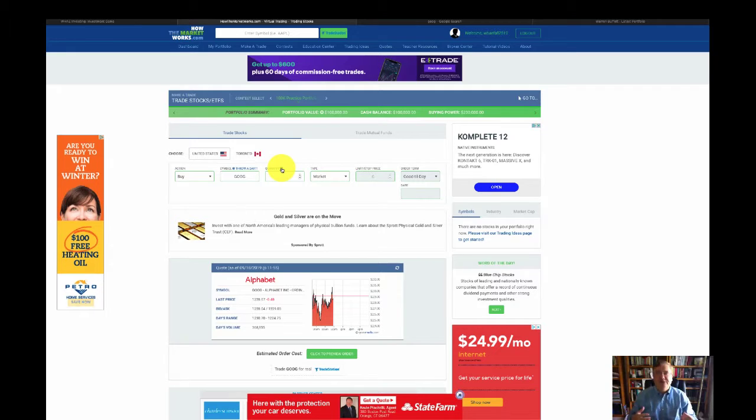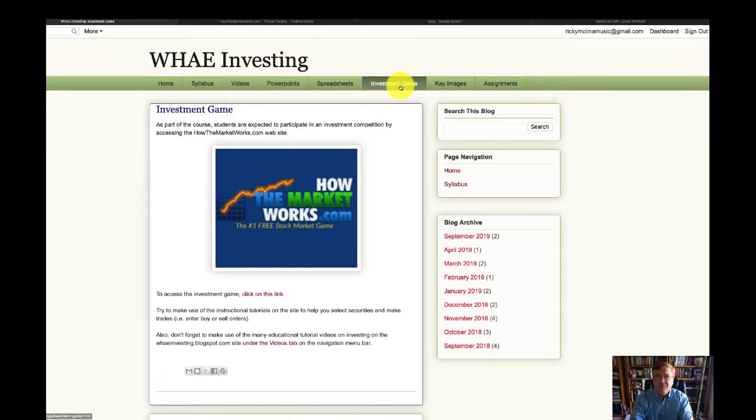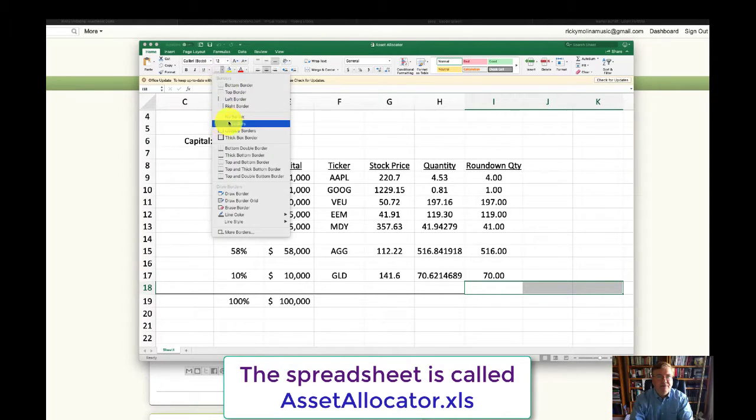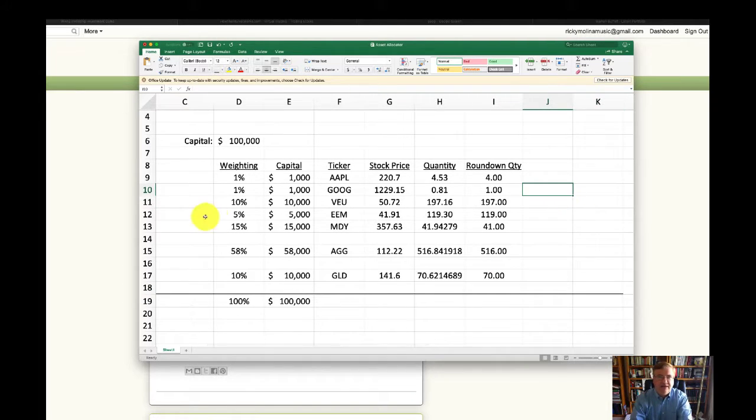And we'll go over this a little in greater detail in our class, but I designed a special spreadsheet. I'll provide a link for this spreadsheet under the investment game tab. Okay, so you would click on this and you'll find a link here for this particular spreadsheet that I created. And I just created this spreadsheet to show you that it's a very important part of the investment process, knowing how much you're going to allocate to each security.